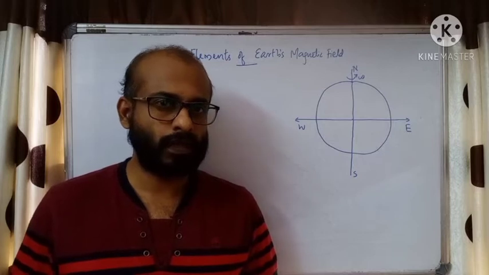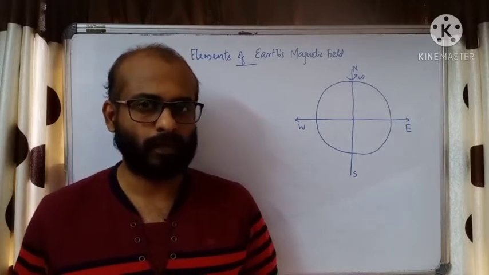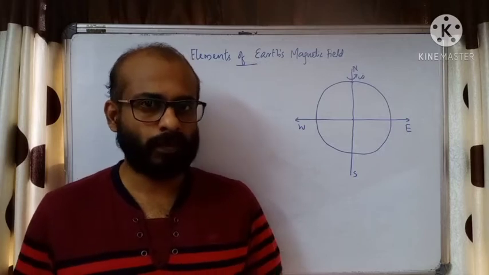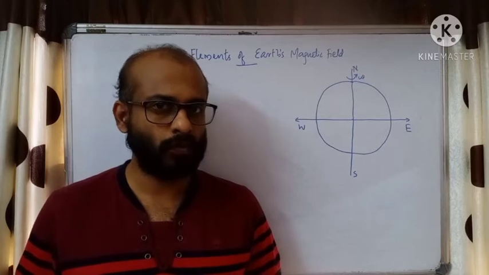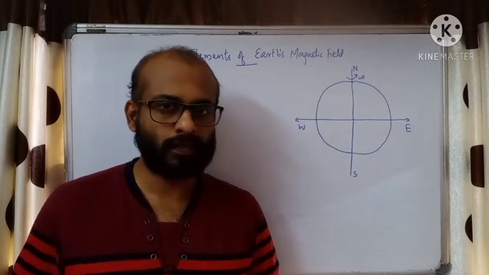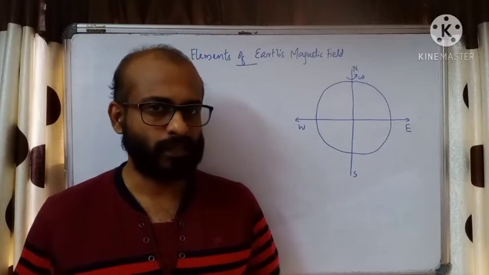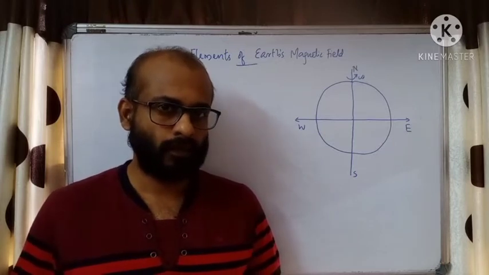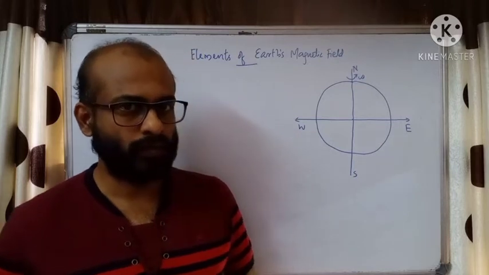Today we are going to see Earth's magnetic field, elements of Earth's magnetic field. We know that Earth is rotating about a fixed axis, passing through geographic north and south poles. It is rotating in a direction west to east. So Earth is rotating about an axis passing through geographic north and south.